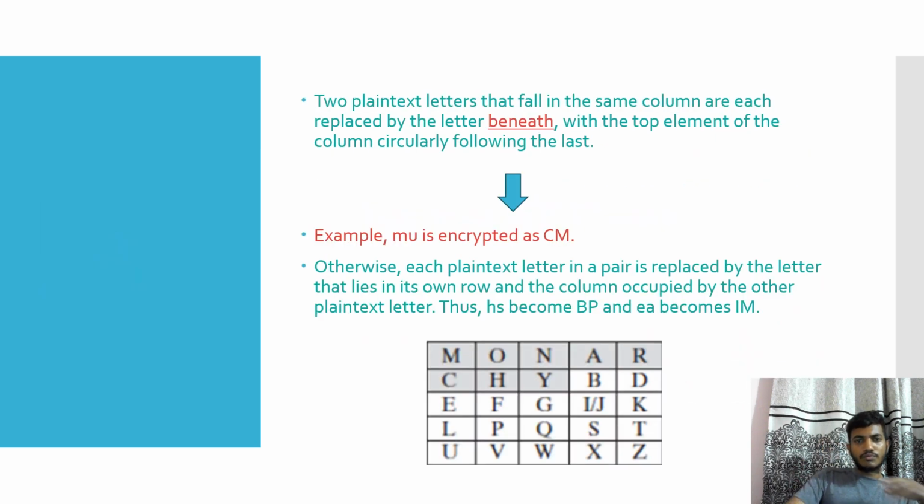Next, two plain text letters that fall in the same column are each replaced by the letter beneath, with the top element of the column circularly following the last. For example, here you can see MU is the plain text, encrypted as CM.